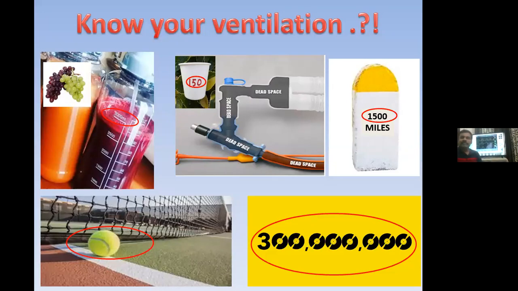300 million is nothing but the beautiful grapes of our body. There are a lot of alveoli, approximately 300 million of them. If you cut and spread the alveoli, they would extend like a tennis court. It's a huge area, almost equal to the size of a tennis court.